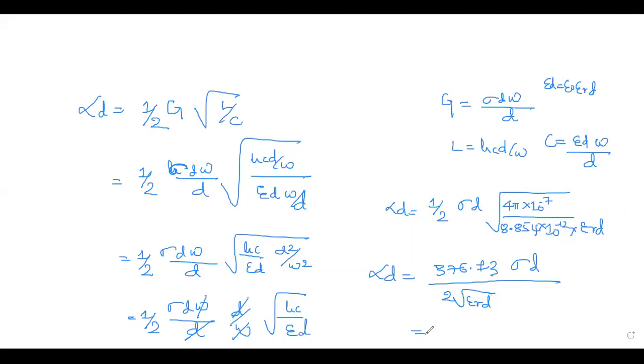Simplify this, 377 by 2 or 376.73 by 2, 188.36. Yeah, 188.36. I'll approximately take it as 188 sigma_d divided by square root of epsilon_rd. So this is the equation for a lossy microstrip or lossy parallel strip line with dielectric attenuation constant alpha_d. So the equation will be 188 sigma_d divided by square root of epsilon_rd. Unit is Nepers per meter.